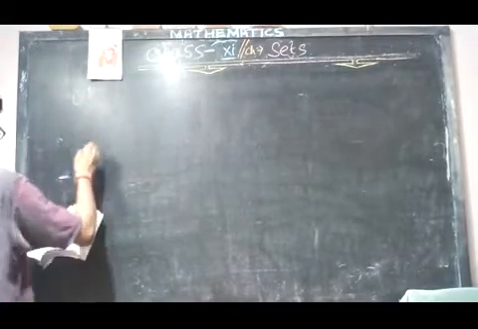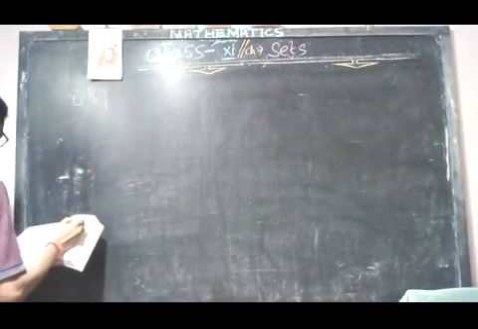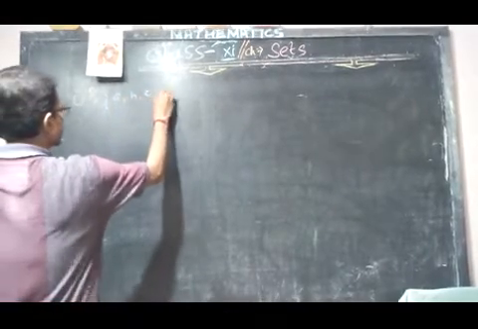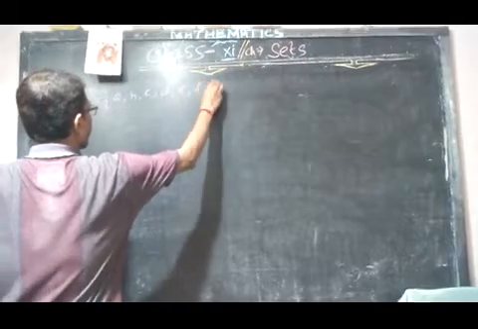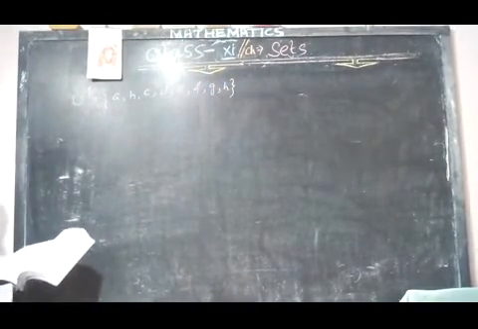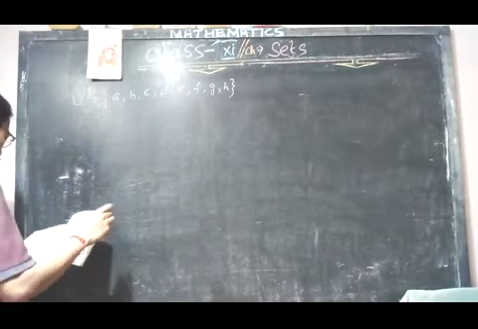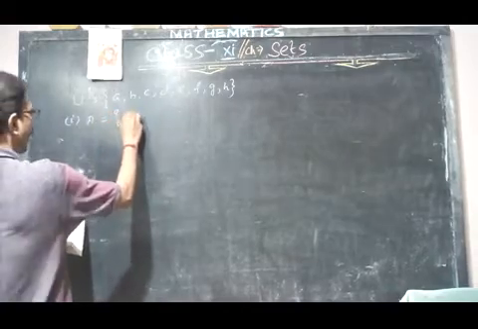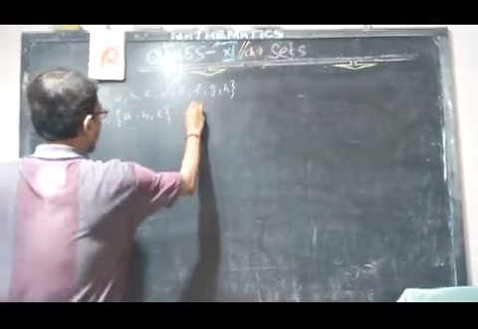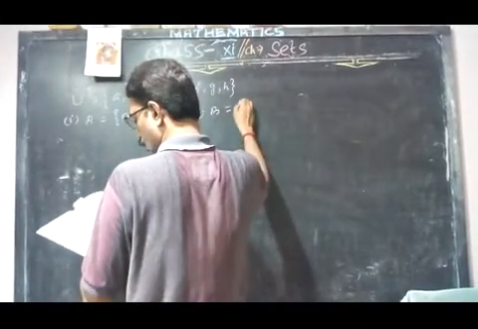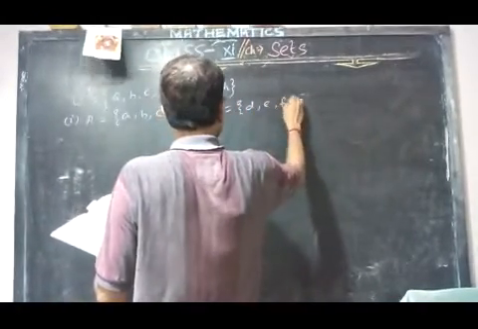Universal set equals A, B, C, D, E, F, G, H, and find the complement of the following sets. Number 1, A equals A, B, C. Number 2, B equals D, E, F, G.